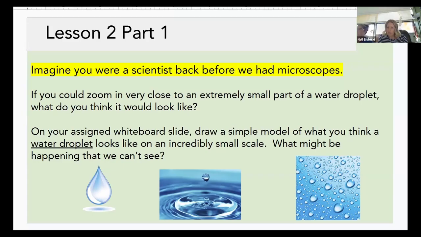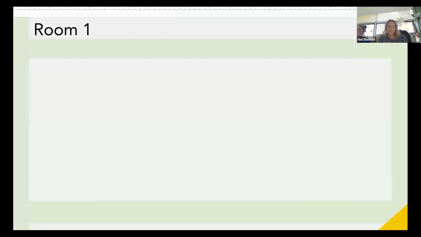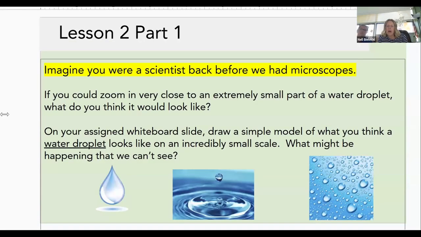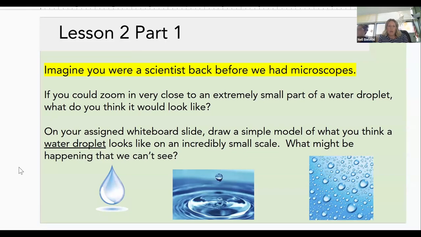And on your assigned whiteboard slide, similar to what you just did in your small groups, oh, can you go back? Can you go back, Chris? Yes, thank you. I'm sorry. I would like you to draw a simple model of what you think a water droplet looks like on an incredibly small scale and what might be happening that you can't see.